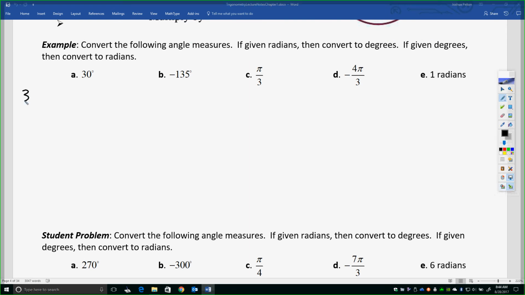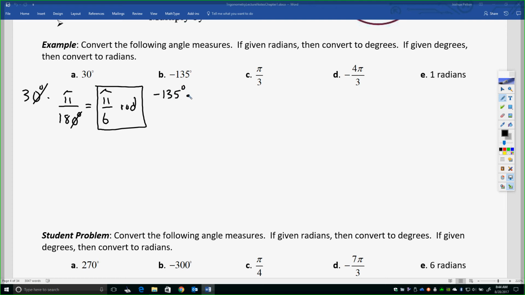Okay, 30 degrees. So that means we need to cancel degrees. Degrees has to be on bottom. So that's pi radians over 180 degrees. Typically you don't label radians, you just leave it as is, because if it's unlabeled, it's default radians. Let's see, so cancel, cancel. That gives me pi over 6 radians, and we'll label the final answer, although you don't need to in radians. Next, a negative angle, negative 135. Again, we need to cancel the degrees, so it's pi over 180, which will give me negative 3 pi over 4 radians.